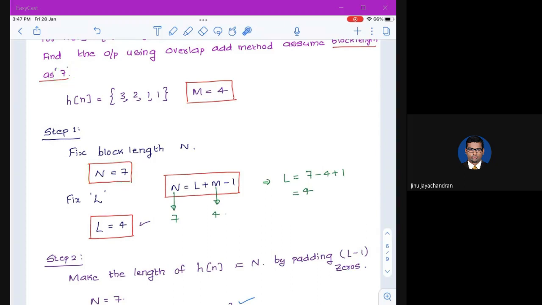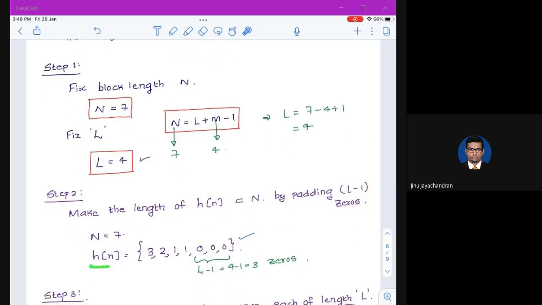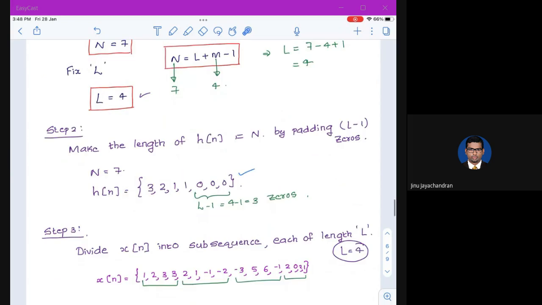Now we know M, and you know the formula N equals L plus M minus 1. That is the formula for the number of points in the linear convolution output. So you know N, you can find L. So L is equal to 4. Next you take h of n and make its length equal to capital N, which is 7. h of n length is only 4, so you add 3 more zeros, which means you add M minus 1 zeros. You make h of n also length equal to 7.